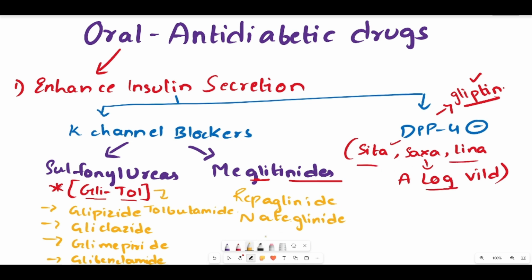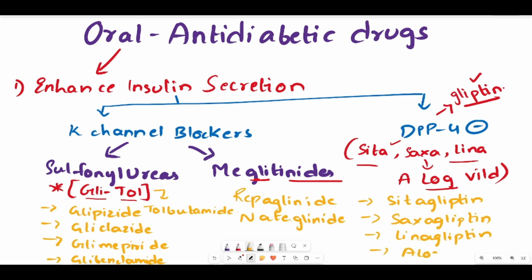Now let's try to write the drugs. The first one is sitagliptin. Second one is saxagliptin. Third one is linagliptin. Fourth one is alogliptin. Fifth one is vildagliptin. So that is about the first class.